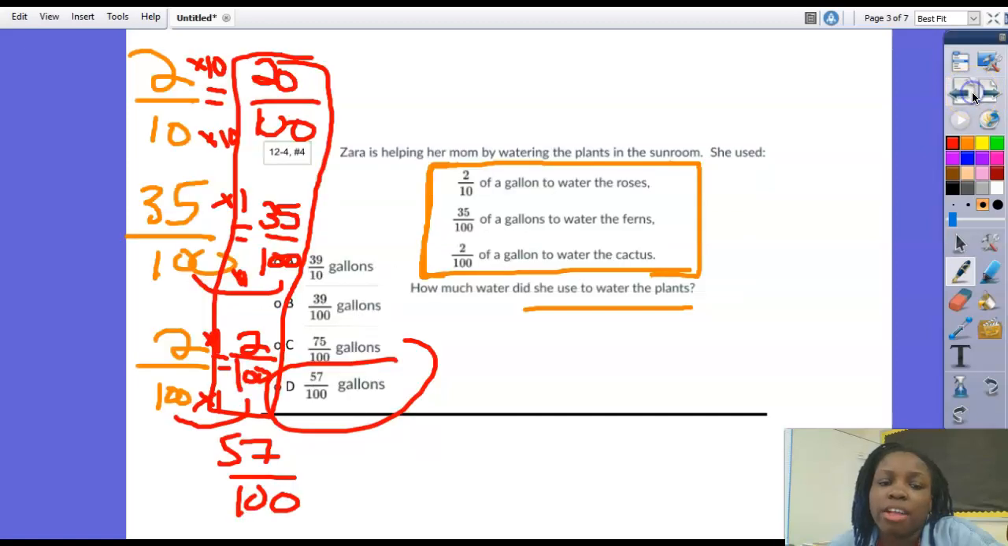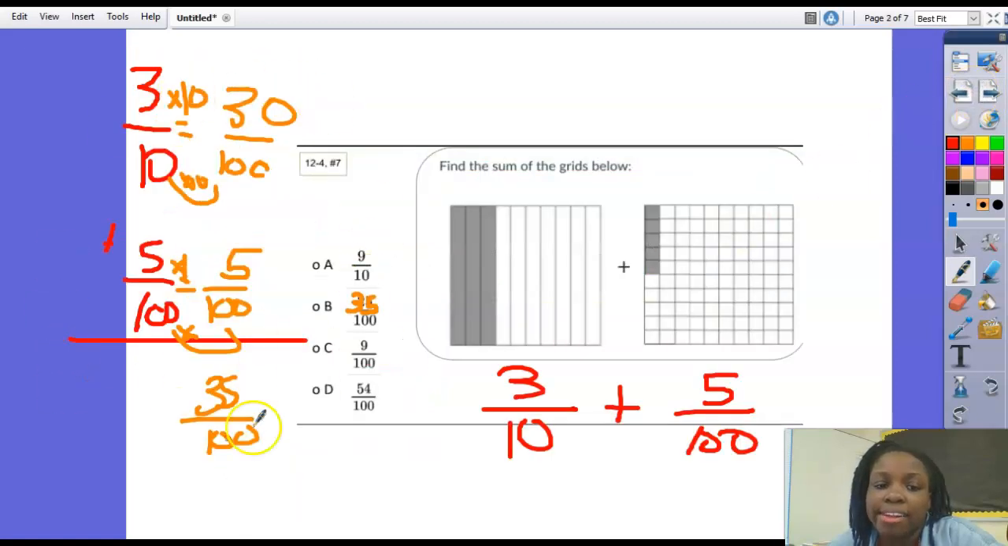All right, so I just wanted to make sure you guys understand how to add with tenths and hundredths. You guys did amazing today.